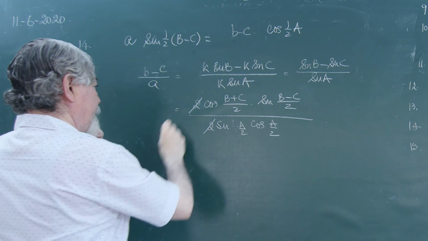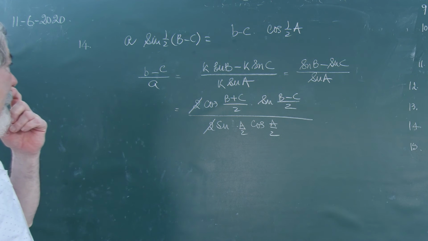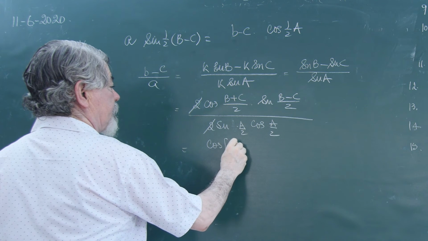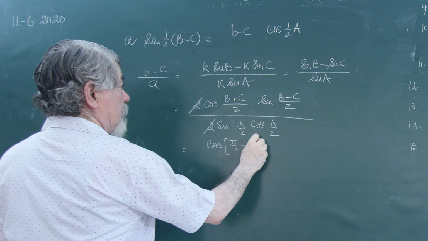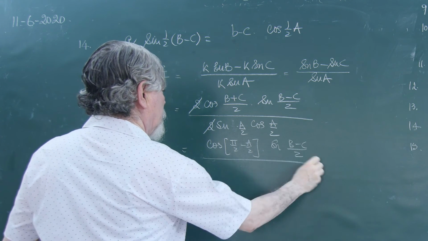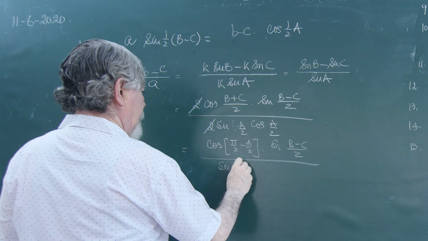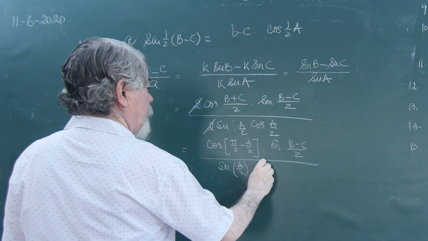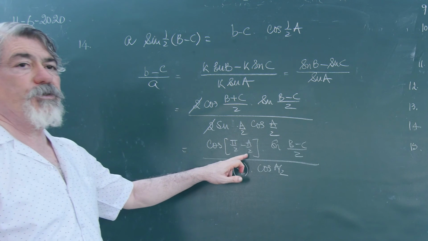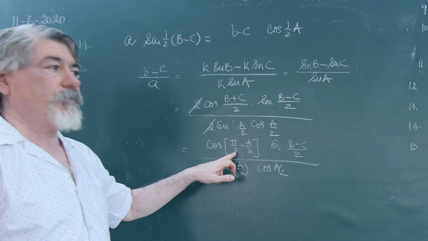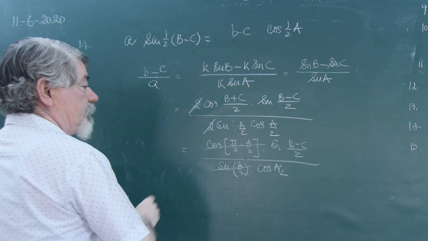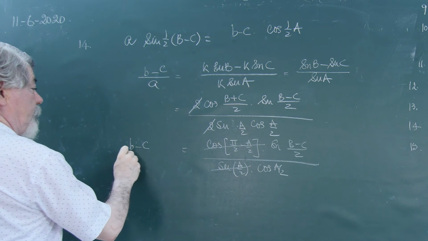Again the same formula will cancel with here, and we will have cos pi by 2 minus A by 2 here, and sine B minus C upon 2. This is sine A upon 2 and cos A upon 2. Now cos pi by 2 minus theta is sine theta, which will cancel with this sine, and this is B minus C upon A.